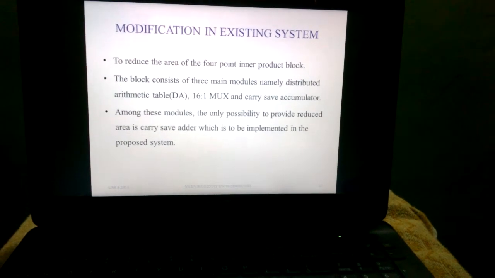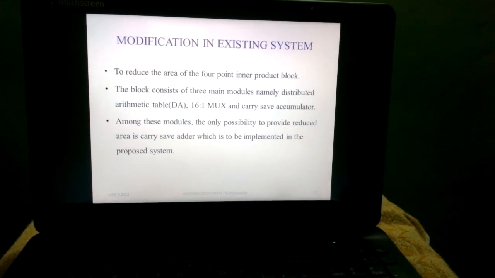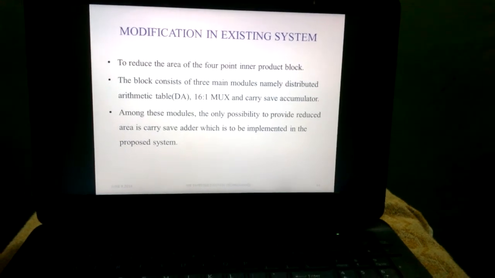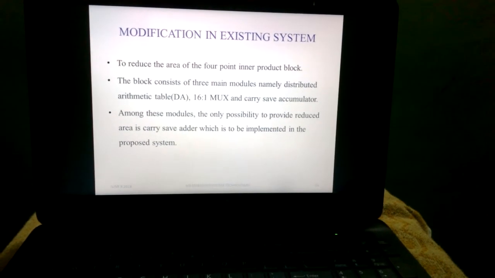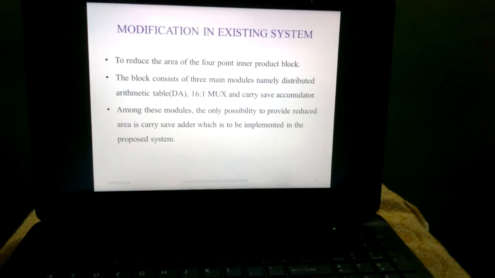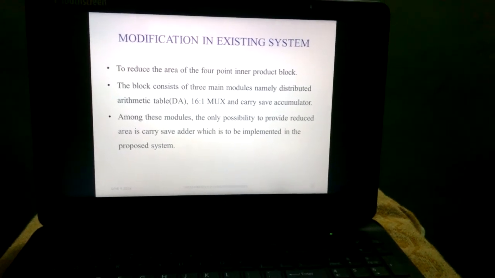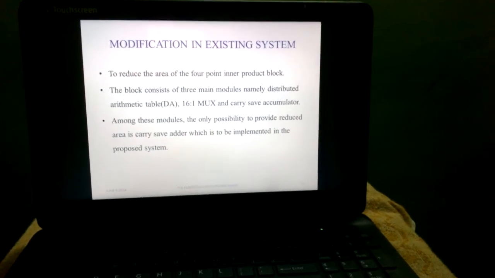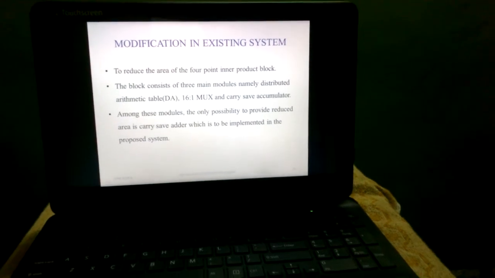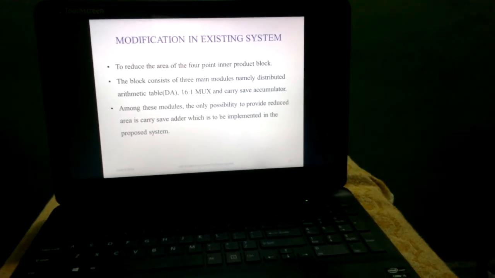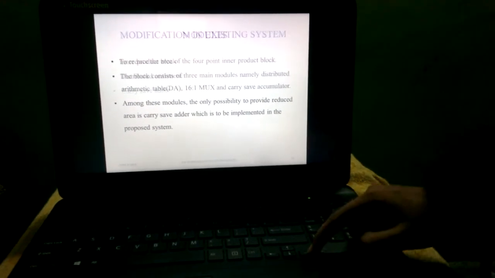The modification or innovation which is going to be made in the existing system is in order to reduce the size of the 4-point inner product block. In the 4-point inner product block, there are three main modules, that is the distributed arithmetic table, 16:1 mux and carry save accumulator. Among these modules, the carry save accumulator is the only possibility to reduce the size of the block.